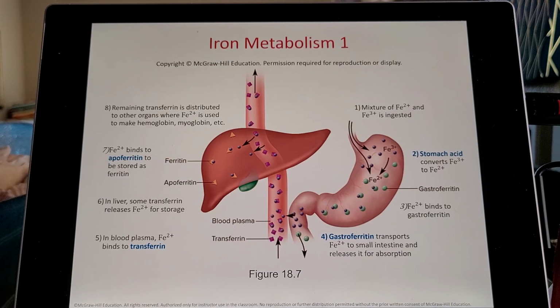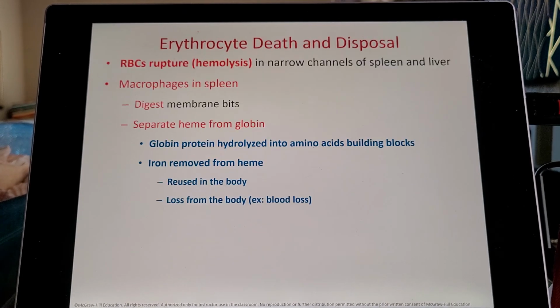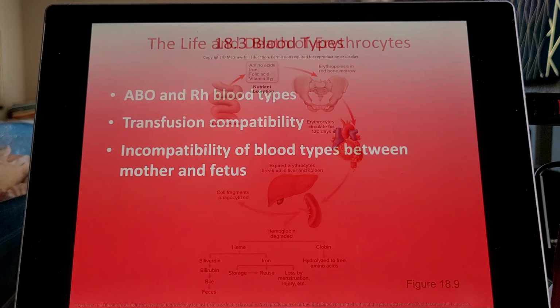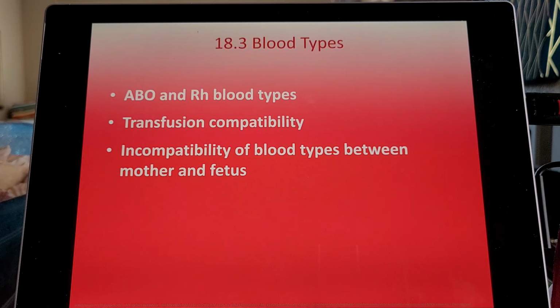So, next video, we are going to start with our different blood types and how we actually mark that. Okay, see you next time.